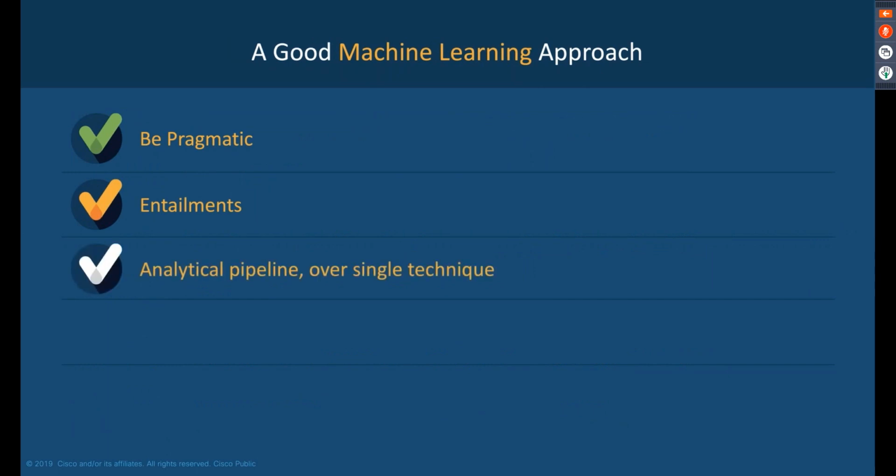Analytic pipelines over single techniques. Anything that you see that smells of a single technique, you've got to ask the question: is that sufficient? How could an adversary circumvent it? And why other techniques aren't being used, frankly. And then success is domain specific.